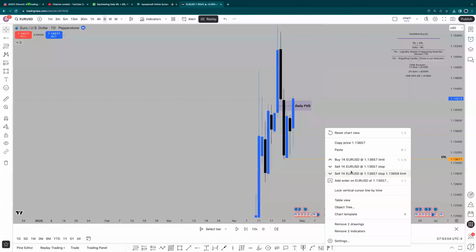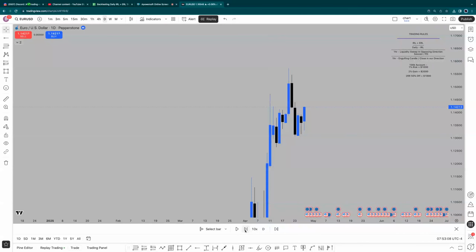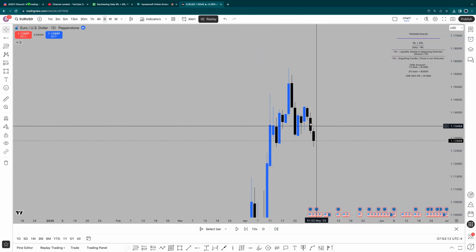So again, that's a potential failed setup. Price looks like it wants to continue long. Oh no, and then ultimately it did respect it. So yeah, no problem. We missed out. We go again on a potential setup here.